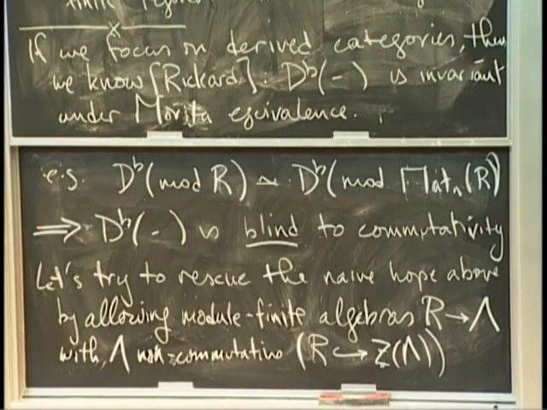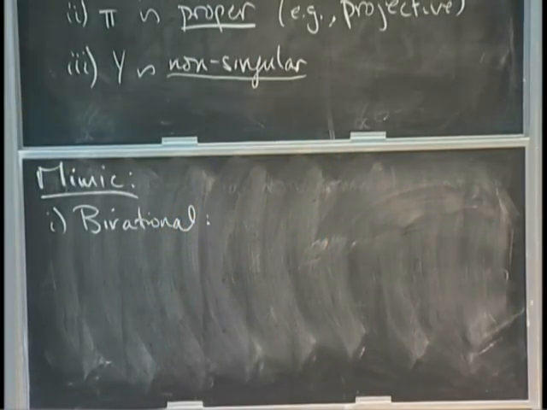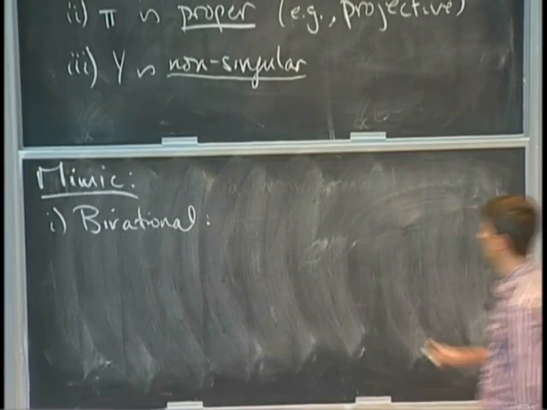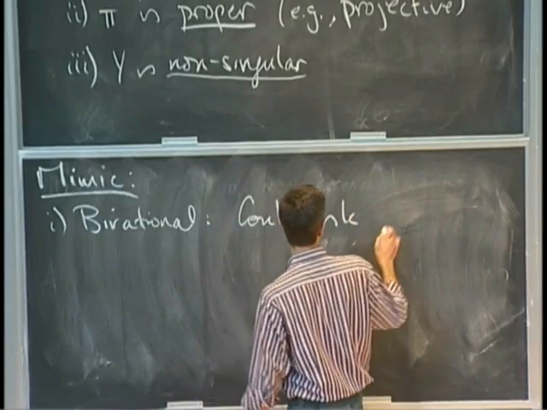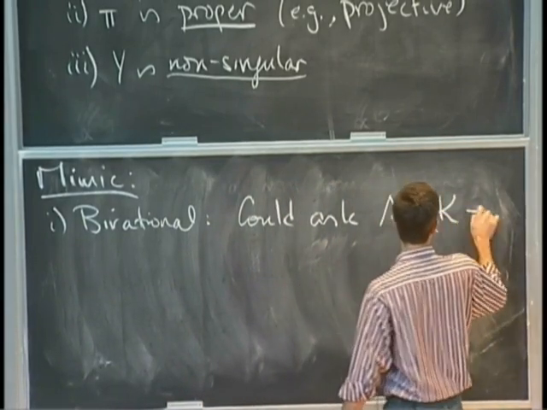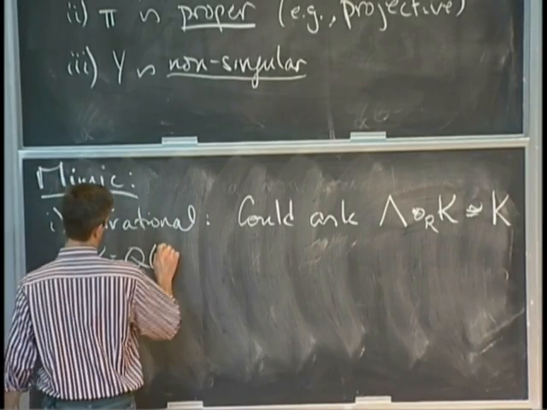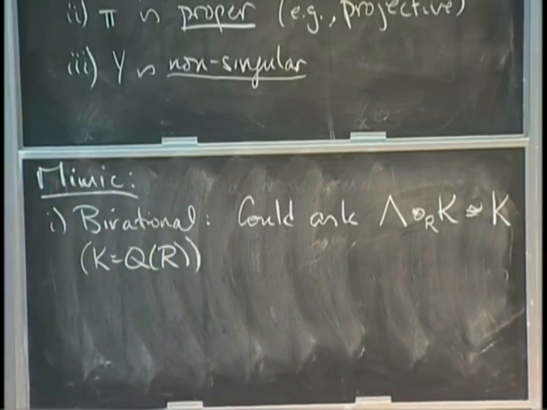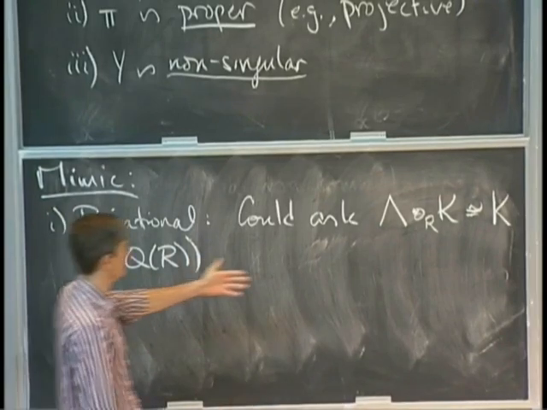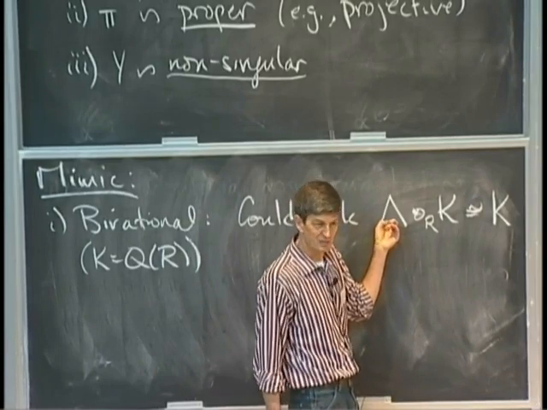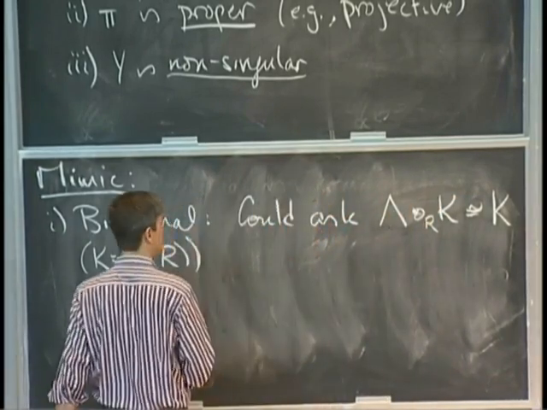So the first thing we asked for in the usual case was that it's birational. So I'm going to write here birational. But what does that mean? An isomorphism on function fields. So I could ask that this extension R to Lambda be such that if you take Lambda and you tensor it up to k, where k is the quotient field of R, that you get k. That's what birationality means up here. Of course, this is ridiculous. There are no honest non-commutative algebras that do this. This would be to get you back to the situation we decided had failed.